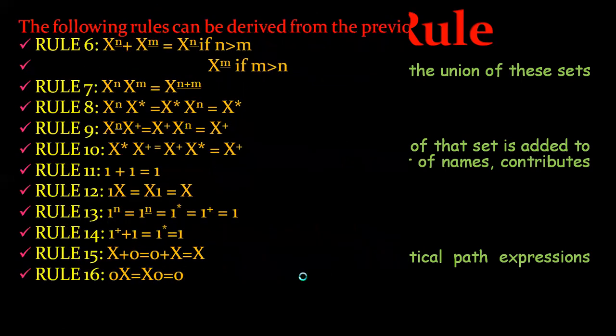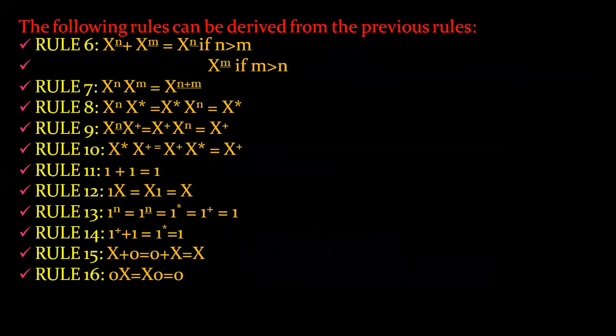So here we have some more laws, from rule 6 to 16. X n bar plus X m bar, that is bar under exponent, will be X n bar if n is greater than m, and it is X m bar if m is greater than n. So whichever is greater, here we are absorbing. And Xn into Xm will be equal to X^(n+m).